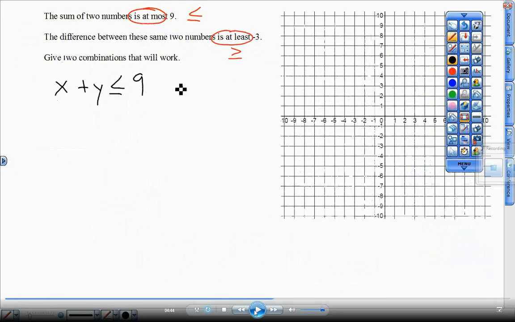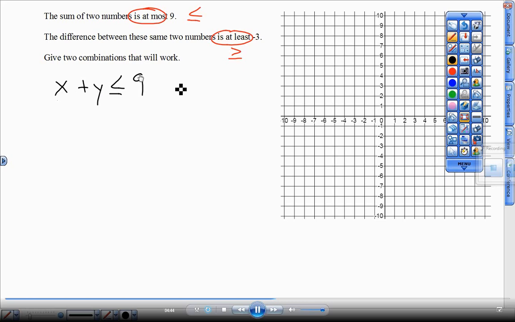So back to this problem right here, it is x plus y less than or equal to 9. That's going to be at most. At most means 9 is the highest number that these two numbers can add up to, or anything less. It cannot be over 9. So at most is less than or equal to 9. These numbers add up, can be no more than 9, less than or equal to.